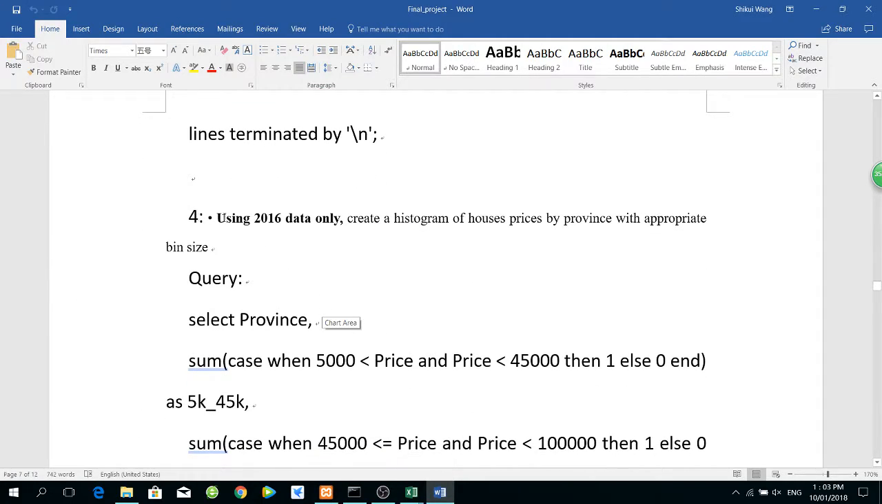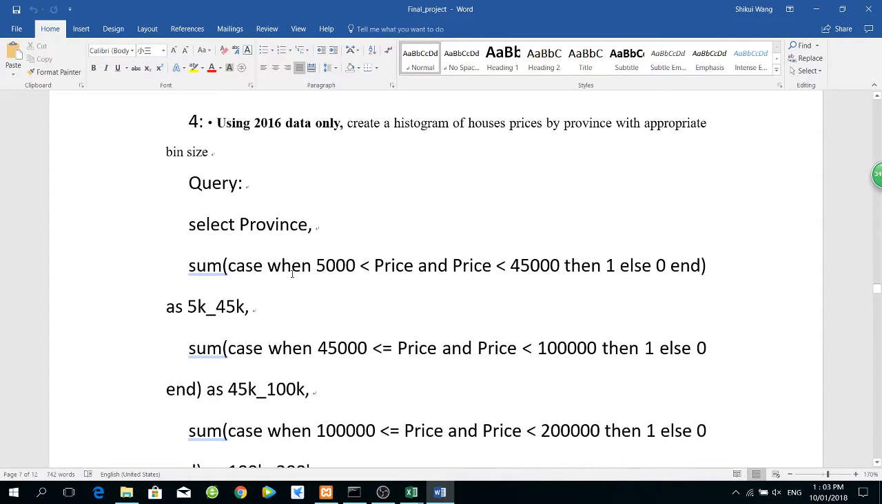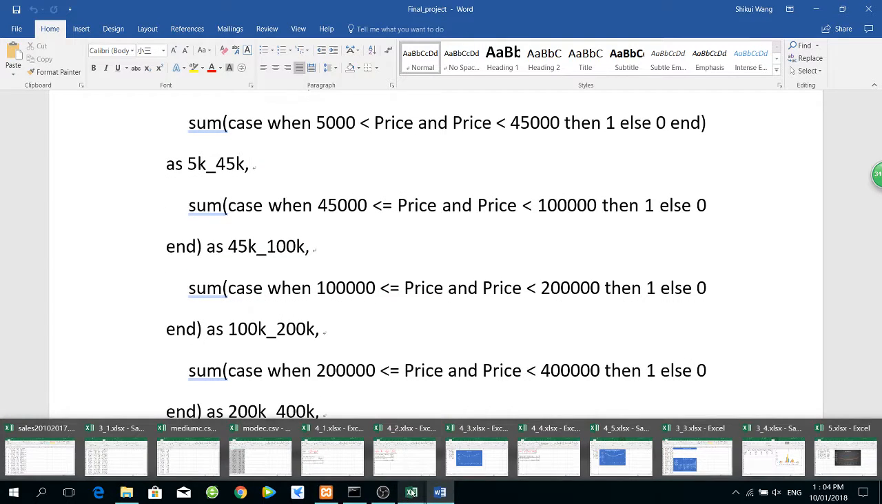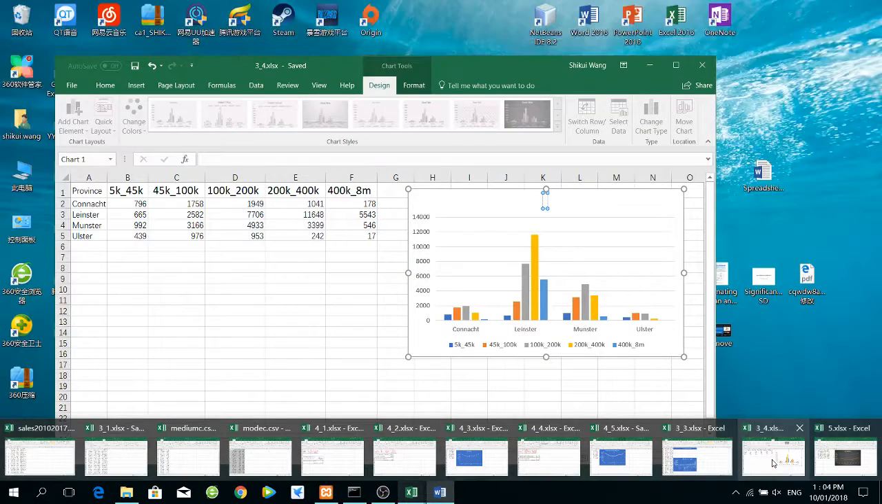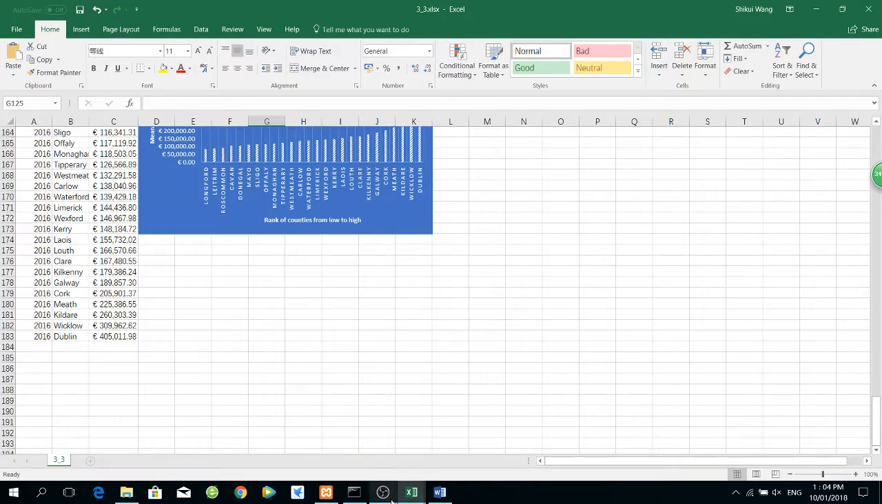And let's move on to the first one. The first one is the bin I used. I use this, because I have tried a lot and I think this is a more reasonable one, and you can see this result over here.